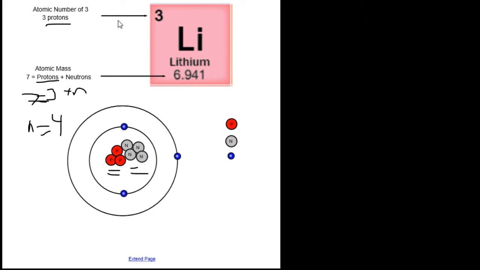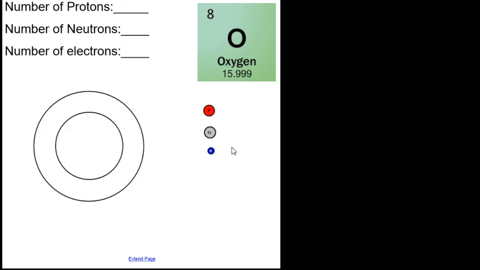Our finalized Bohr diagram. Let's move on to another example. So let's look at oxygen. Oxygen has an atomic number of 8. Well, what does it refer to again? Well, that refers to the number of protons. So the number of protons will be 8.